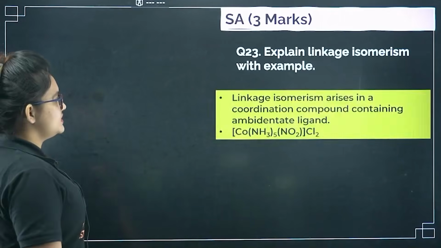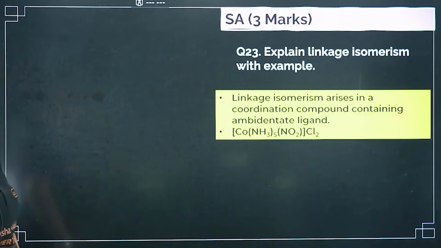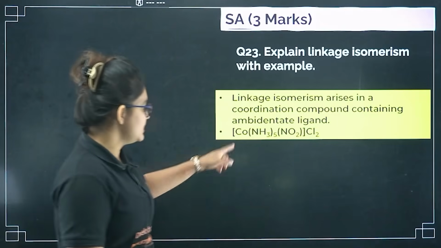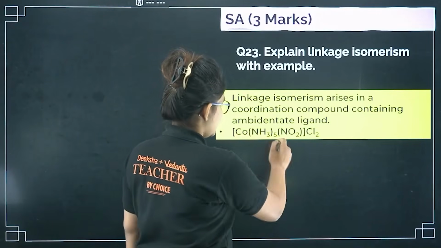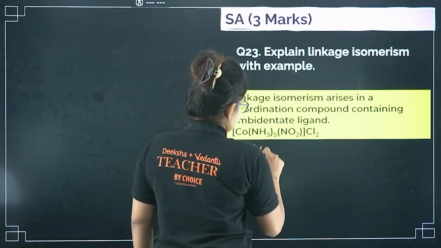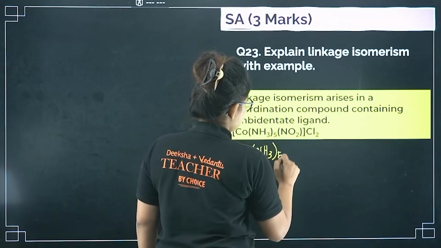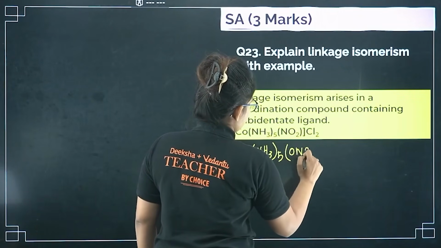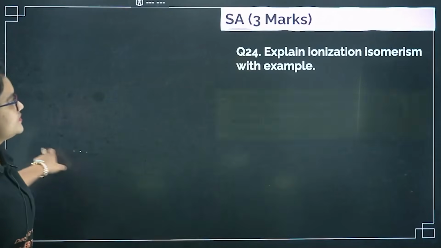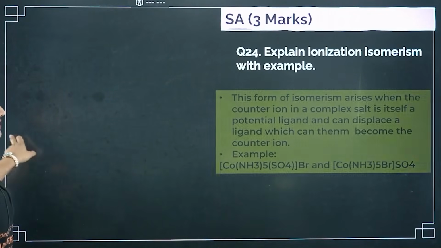Explain linkage isomerism. Linkage isomerism arises in a coordination compound containing an ambidentate ligand. Here you can see for this particular compound, the nitrogen end is binding. If I want to write the isomer, then it will be something like this, ONOCl2, right?